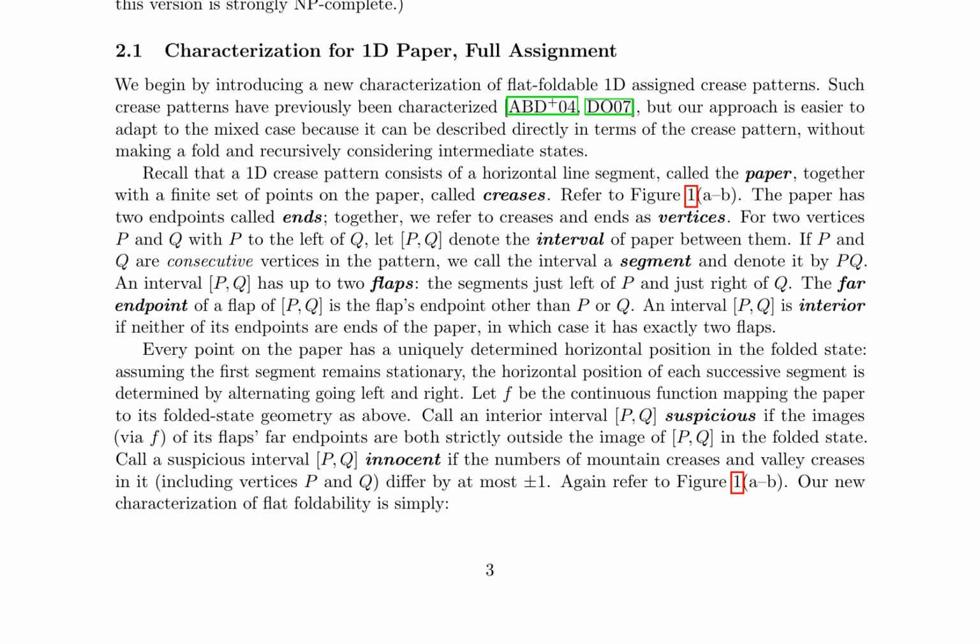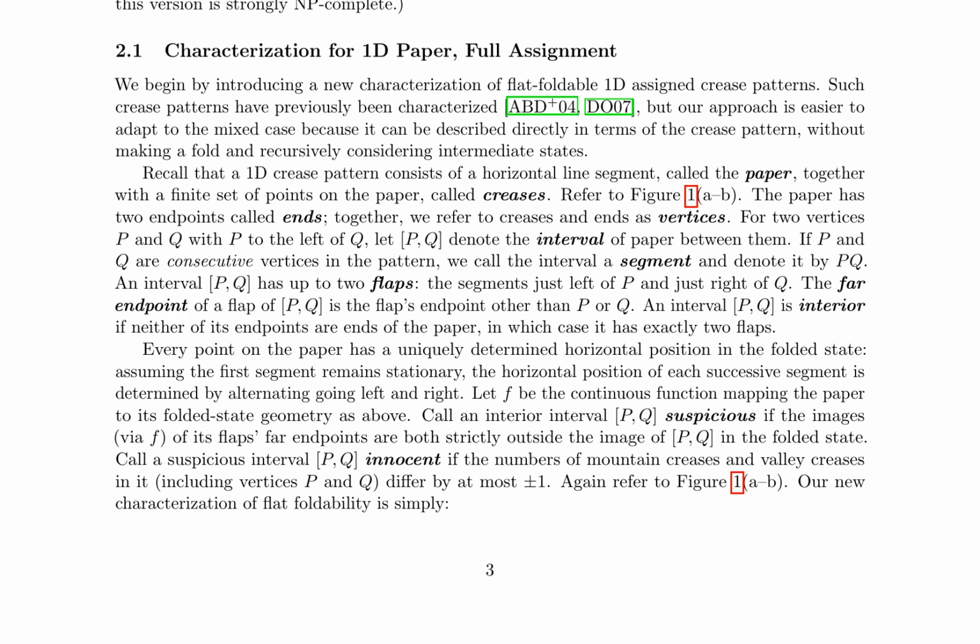An interval between two vertices has up to two flaps, and an interval is interior if neither of its endpoints are ends of the paper. A function f maps the paper to its folded state geometry by alternating going left and right. An interior interval is suspicious if the images of its flaps' far endpoints are both strictly outside the image of the interval in the folded state.